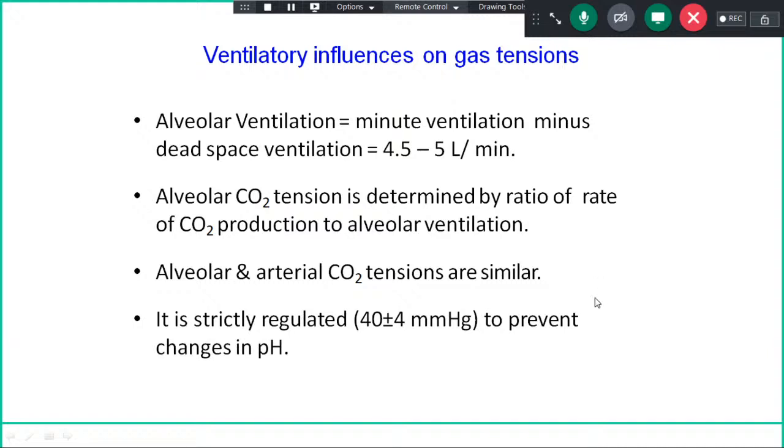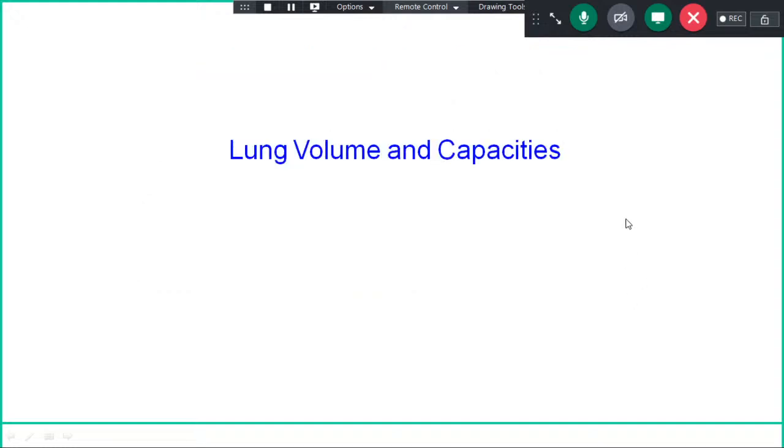The last point, alveolar and arterial CO2 tensions are very similar to each other, and it is strictly regulated to maintain changes in pH. Now, an important question which comes in physiology, we may ask about the Fowler's dead space, but we can ask about the physiological dead space, and there is a practical also in physiology to determine the physiological dead space. So we use that equation, the Bohr's equation, where we presume that all CO2 comes from the alveoli. So based on that, we will derive the physiological dead space by knowing the volumes also. So this is in brief.